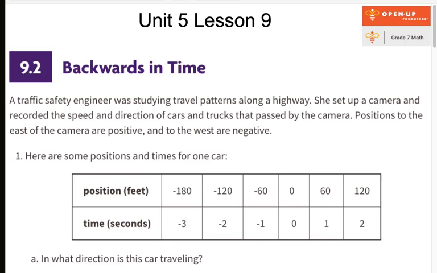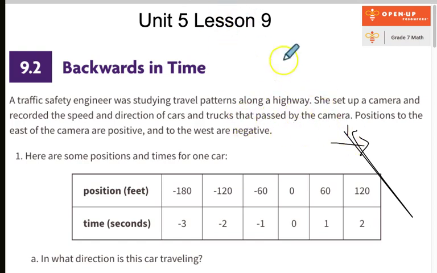Unit 5, Lesson 9, Backwards in Time, 9.2. A traffic safety engineer was studying travel patterns along a highway. She set up a camera and recorded the speed and direction of cars and trucks that passed by the camera. Positions to the east of the camera are positive, and positions to the west are negative. So we know if they go east, they're positive.